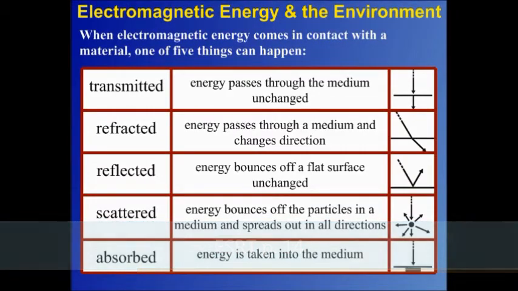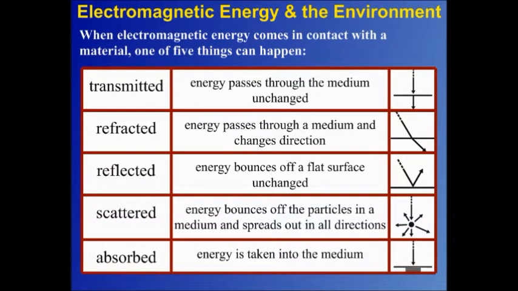When electromagnetic energy comes in contact with a material, one of 5 things can happen. The first thing is it can be transmitted, which is when it just passes through a medium unchanged. The second thing is it can be refracted, which is when the energy passes through a medium and it changes direction, and this is due to the fact that it's going through a material that's a different density, and so the energy is slowed down and it bends.